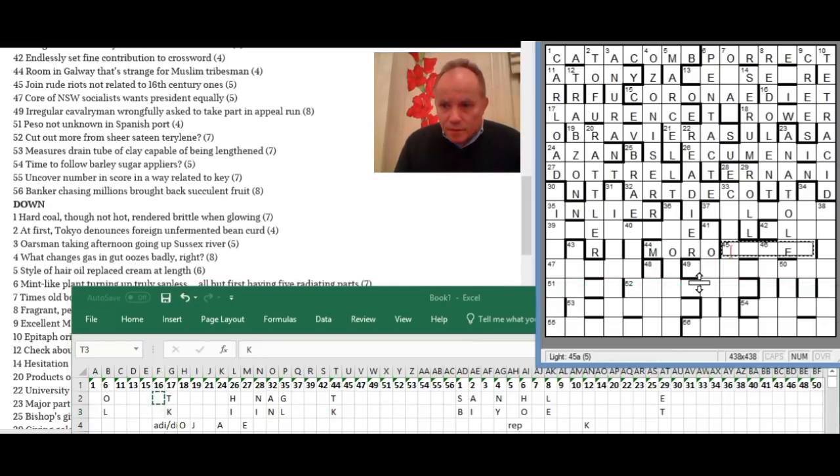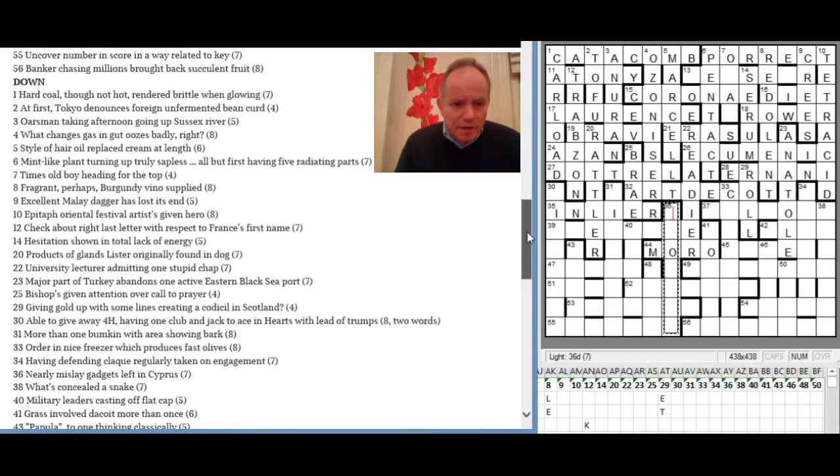Let's try 45, which I was going to move on to next. Join rude riots, not related to 16th century ones. Kind of want it to be J and then an anagram of rude, nuder. That doesn't really mean so. Not related to 16th century riots. I don't know. In which case, we've only got two extra letters from the cross. 36 has got an O in it.